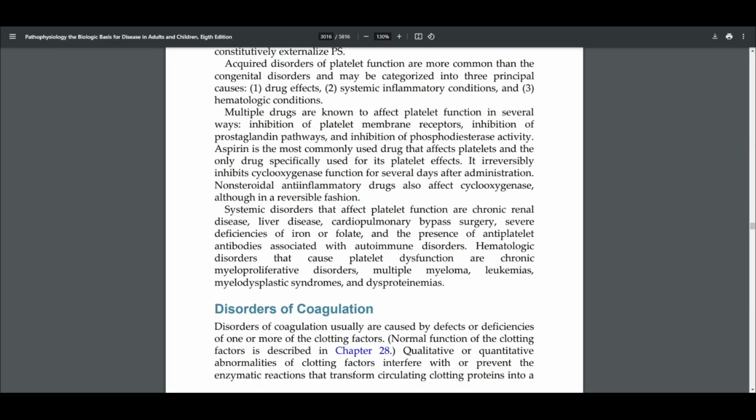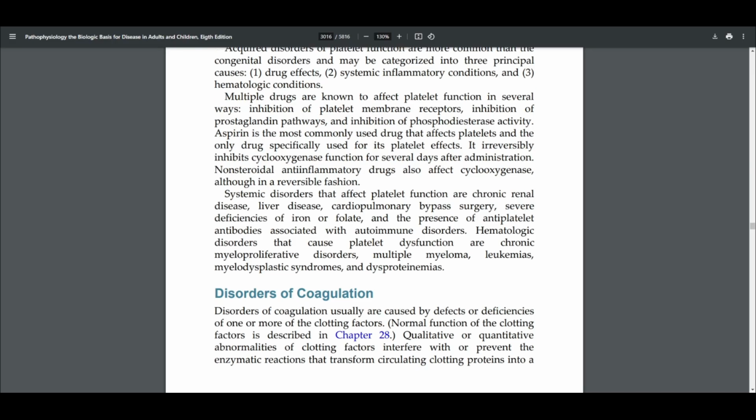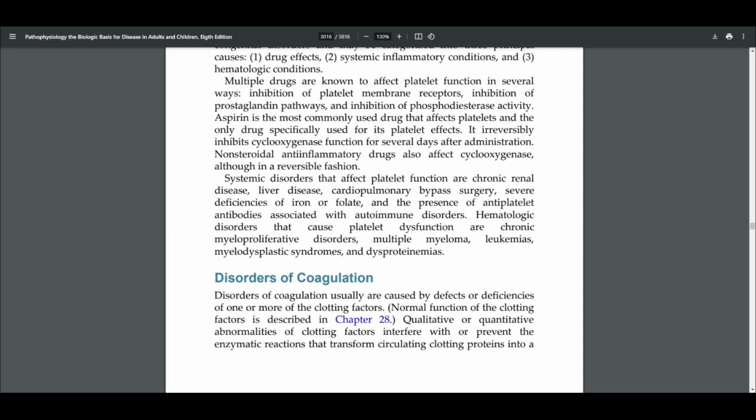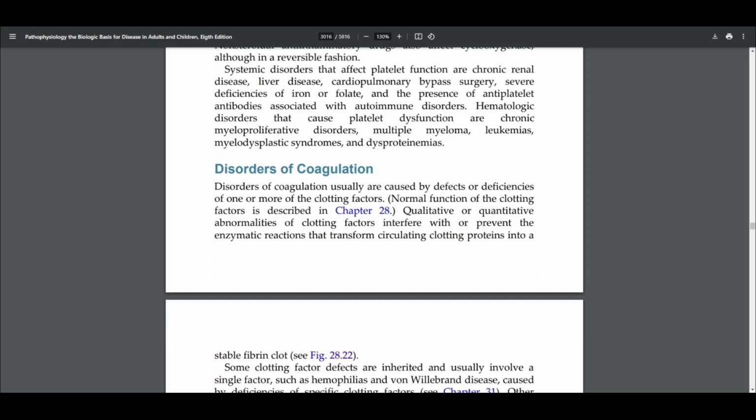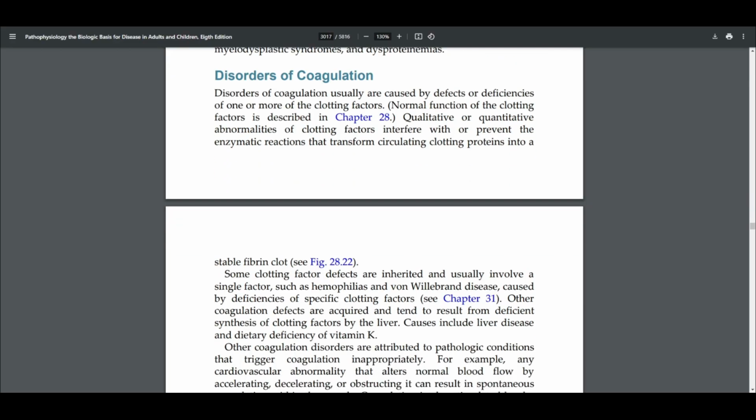Systemic disorders that affect platelet function are chronic renal disease, liver disease, cardiopulmonary bypass surgery, severe deficiencies of iron or folate, and the presence of antiplatelet antibodies associated with autoimmune disorders. Hematologic disorders that cause platelet dysfunction are chronic myeloproliferative disorders, multiple myeloma, leukemias, myelodysplastic syndromes, and the dysproteinemias, leading us to disorders of the coagulation.